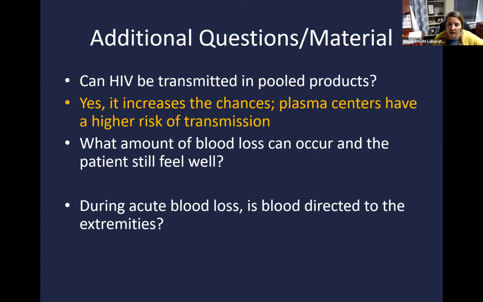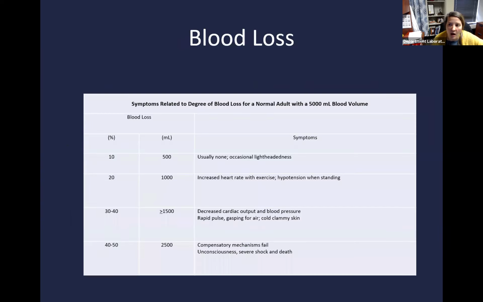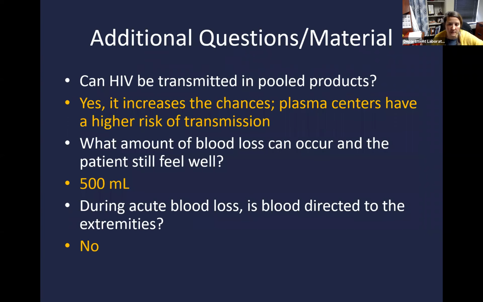So what amount of blood loss can occur and the patient still feel well? So you guys remember we talked about the presence of blood loss, and I included this chart just for your reference. So think about when you go and donate a unit of blood, they usually take about 450 to 500 mils. Usually that results in minimal symptoms, okay? So that's usually the amount of blood that you can lose before experiencing any other symptoms from that blood loss, all right? So 500 mils.